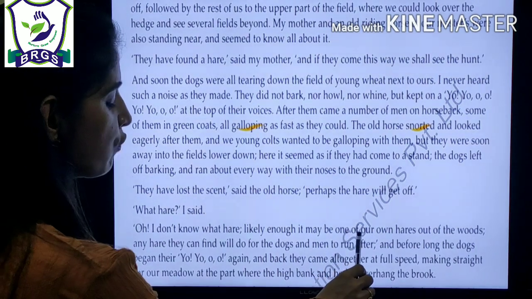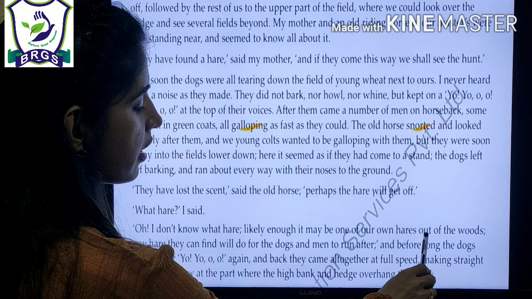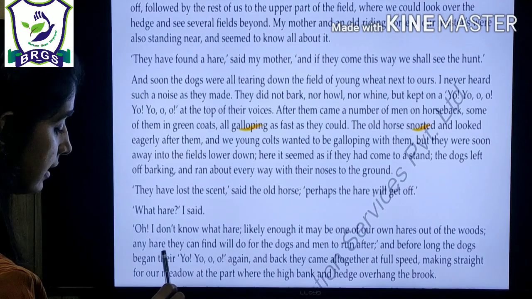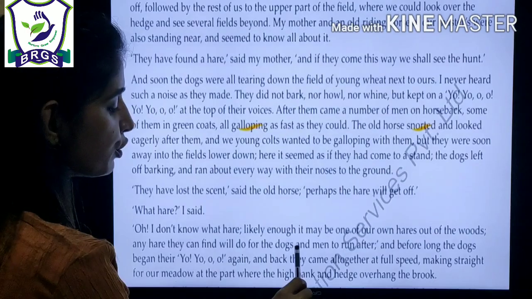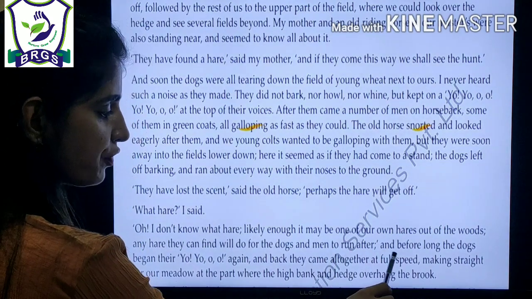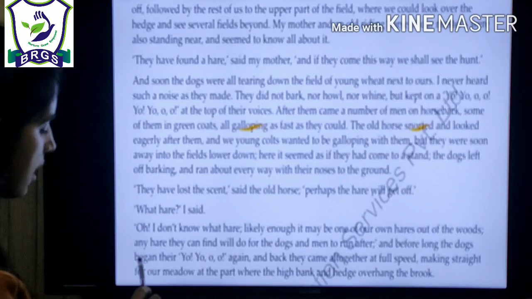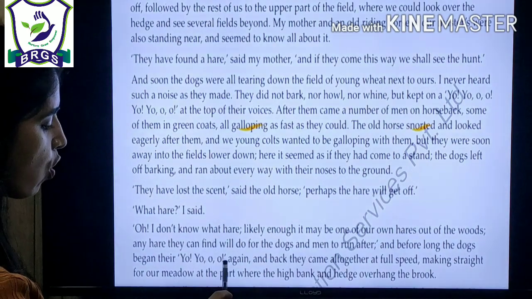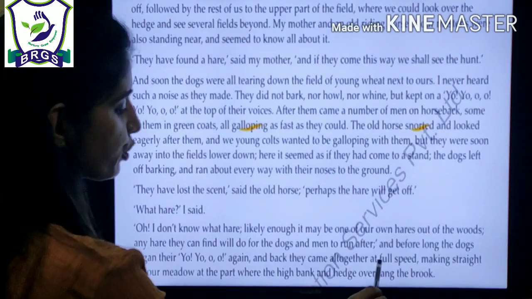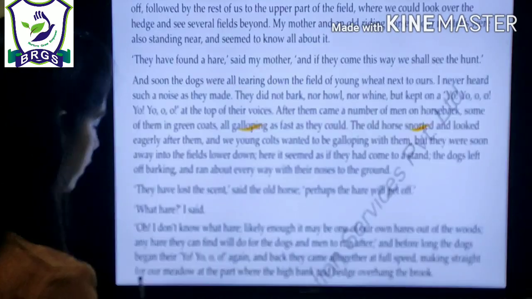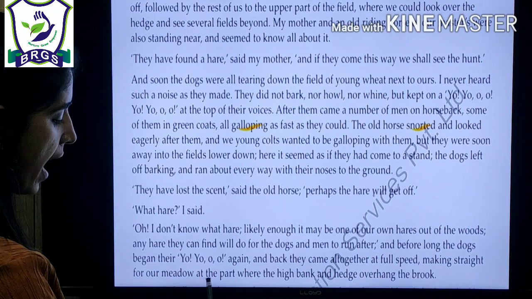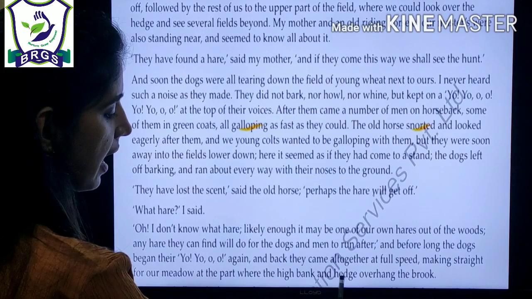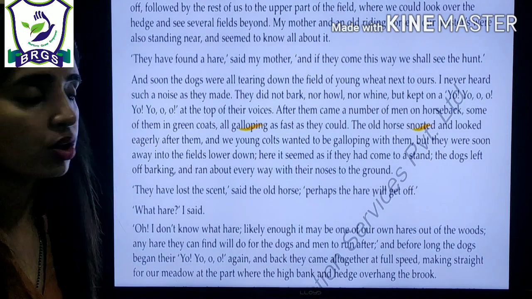"Likely enough, it may be one of our own hares out of the woods. Any hare they can find will do for the dogs and men to run after." And before long the dogs began their yo-yo, oh-oh again and back they came all together at full speed, making straight for our meadow at the part where the high bank and hedge overhang the brook.